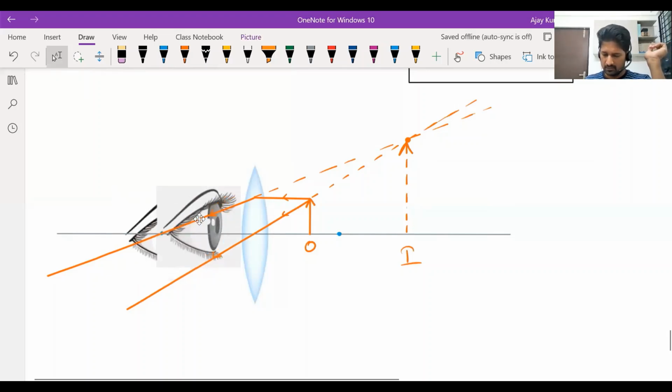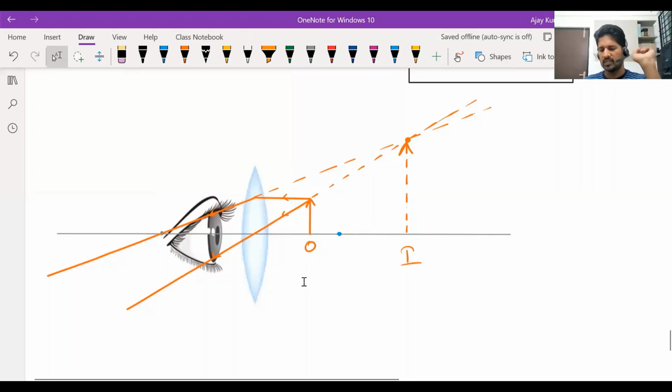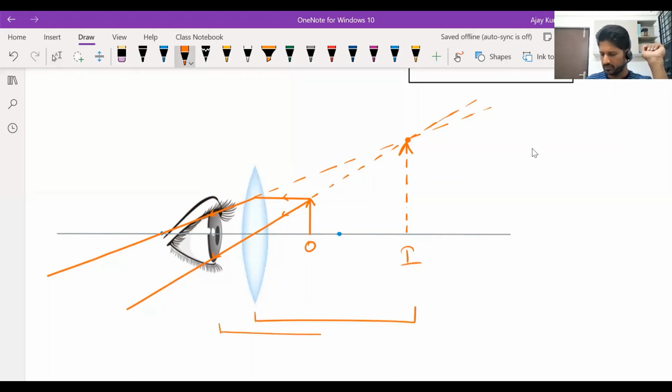Now, for convenience, or to take a simple case, what we assume is that the eye is very close to the magnifying glass. Okay, suppose the eye is very close to the convex lens. So whatever is the distance of the image from the lens, same is the distance of the image from the eye. We are ignoring this distance. We are neglecting this. That is how it is in your syllabus. Okay, whatever is the image distance from the lens, same is the image distance from the eye.